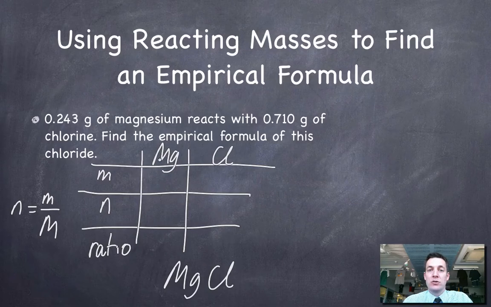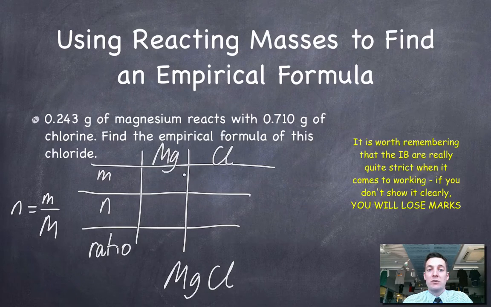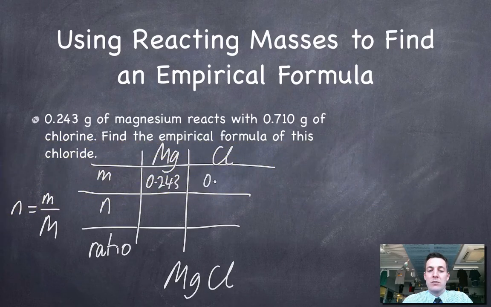Okay, it also gives me a nice easy way of showing my working. Now the masses, I've been told 0.243 grams of magnesium and 0.710 grams of chlorine. If I take those masses and divide them by the molar masses, I'm going to divide this magnesium mass by the molar mass of magnesium, which is 24.3. Hopefully you don't need a calculator to tell you that's 0.01.